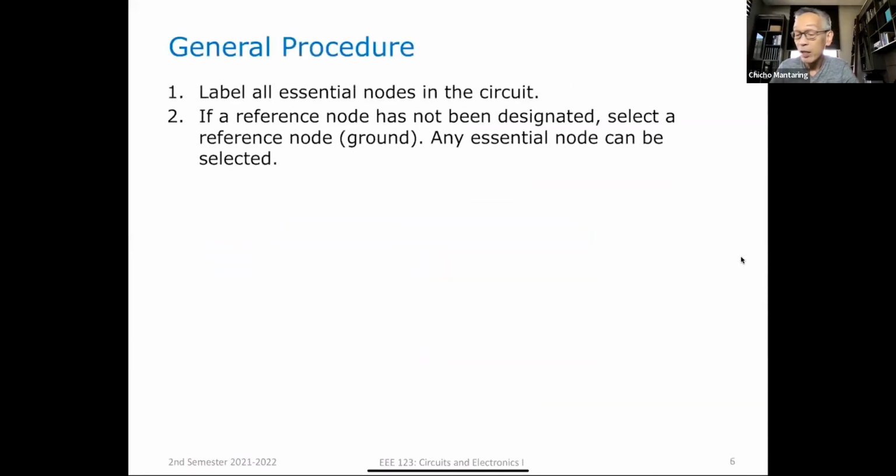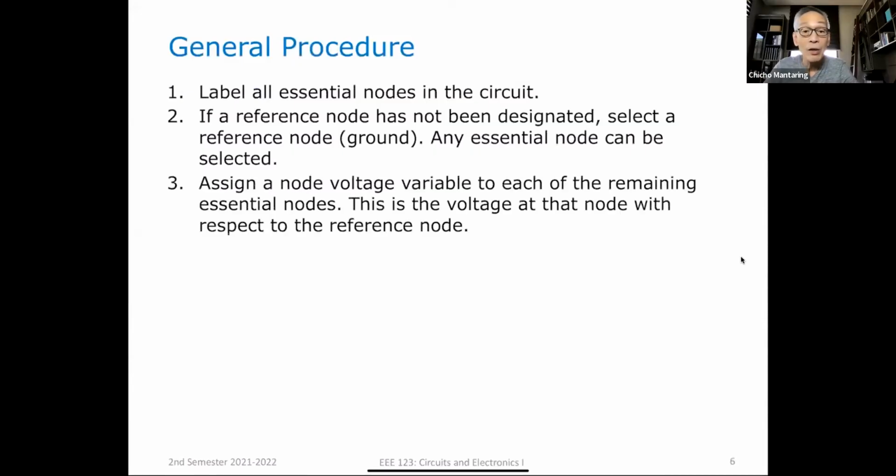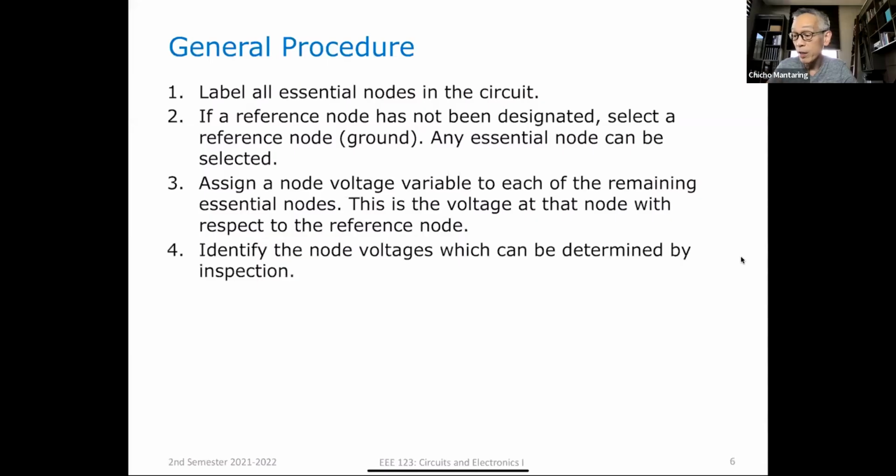So again, no? We choose a reference node as our second step. Okay, we assign a node voltage variable to each of the remaining essential nodes. So, meron tayong isang reference node, dun sa mga natitirang node, we assign a voltage variable, and that is the voltage at that node with respect to the reference node. What is the fourth? The fourth, identify the node voltages which can be determined by inspection.